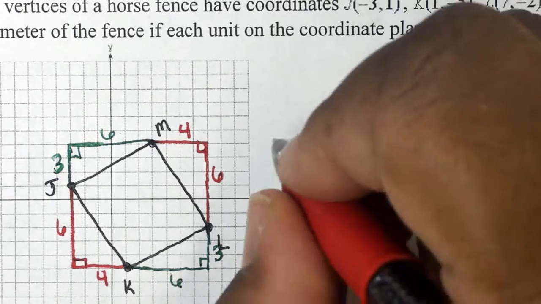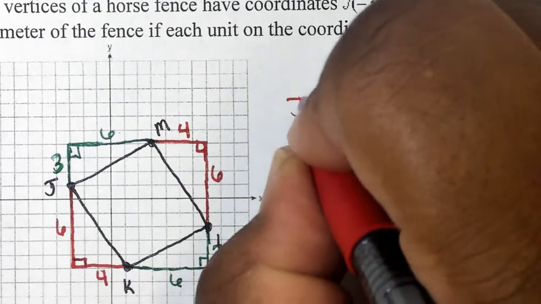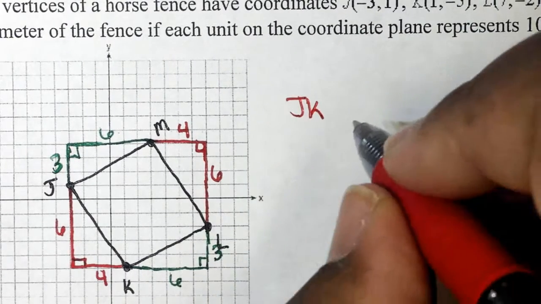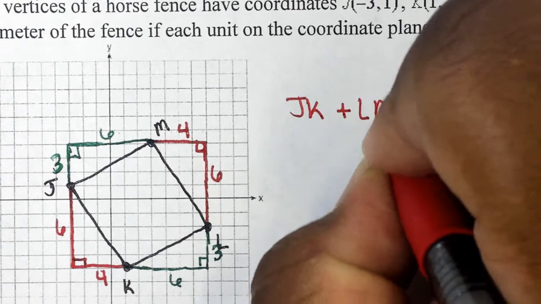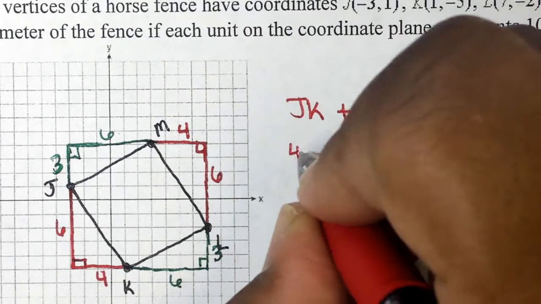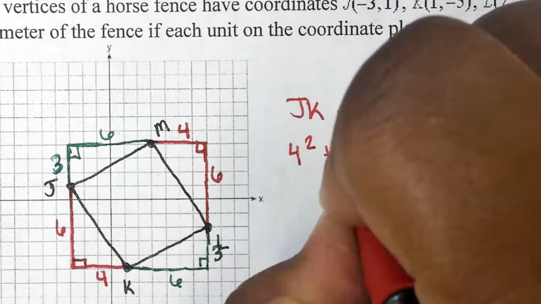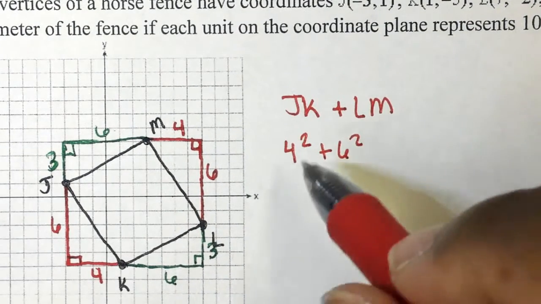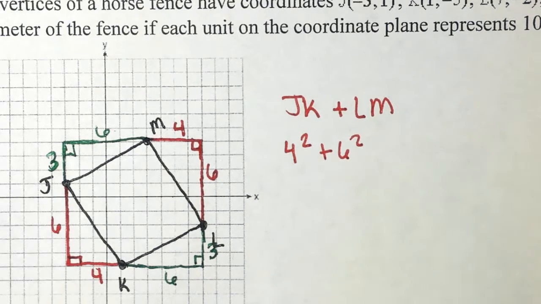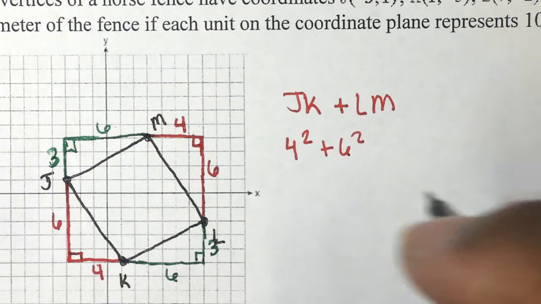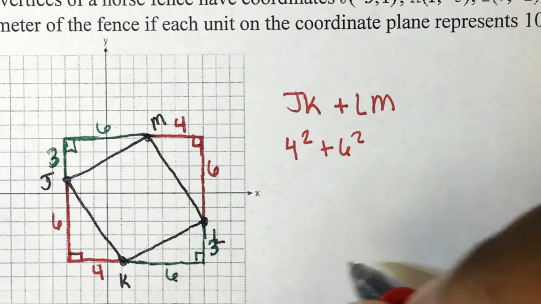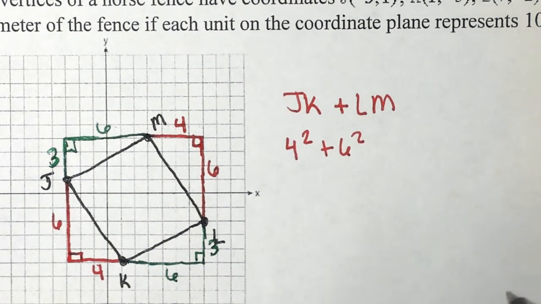Like I said, sides that are the same, like JK and LM, are the same. So my Pythagorean for that is going to be 4 squared plus 6 squared. Once I get that answer, I just need to understand that I need to double that, because it's 2 of the sides that share the same lengths. And so after that, just double your answer once you get to the end, and then do the other 2 sides, double your answer, and then add them together. Y'all follow me on that?